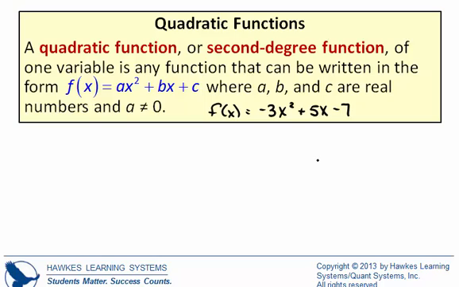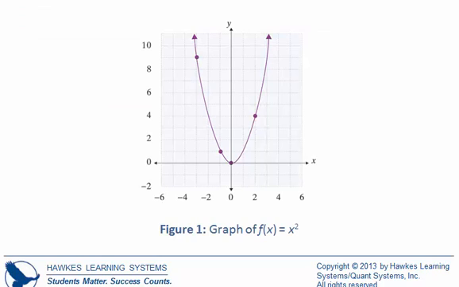When you graph a quadratic function, it graphs a parabola, which is a U-shaped graph. That graph will either open up, as the one in the picture does, or another possibility is that your quadratic function will open down.